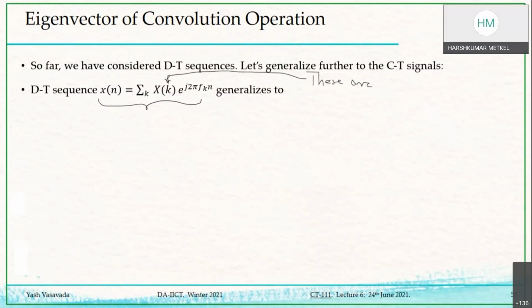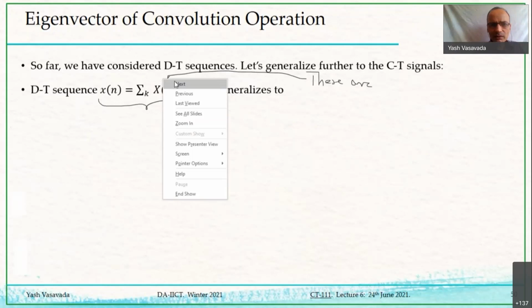Sir, e raised to minus j 2 pi fk n, into h of k. Harsh, there is no h here. This is just... Sorry, yes, sir. All I'm asking is how have we defined this capital X of k, this weighting or scaling parameter? It should just be e raised to the power, times x of n.